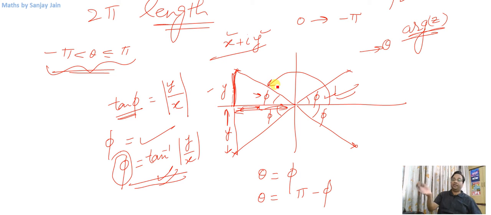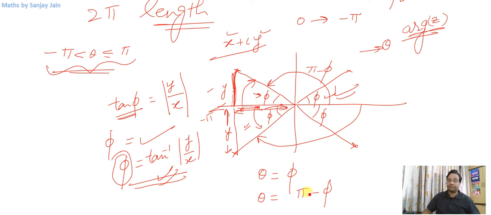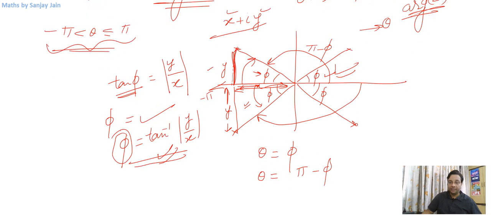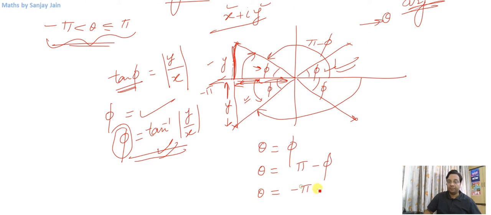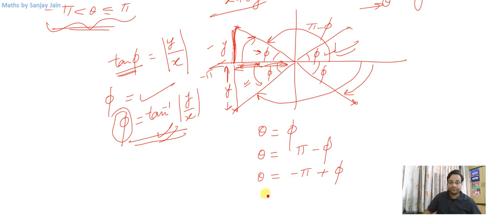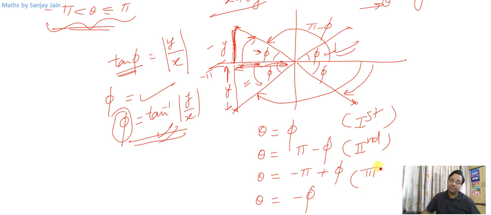What is theta? This is my theta. While going from 0 to pi, I'll go in anti-clockwise direction. So this is pi minus this phi. This is pi minus phi. When it is in the third quadrant, I'll look at it in clockwise direction. So this will be minus pi plus phi. When it is in the third quadrant, theta will be minus pi plus phi. And when it is in the fourth quadrant, it will be minus phi. This is the first quadrant, this is the second quadrant, third quadrant, and this is when it is in the fourth quadrant.